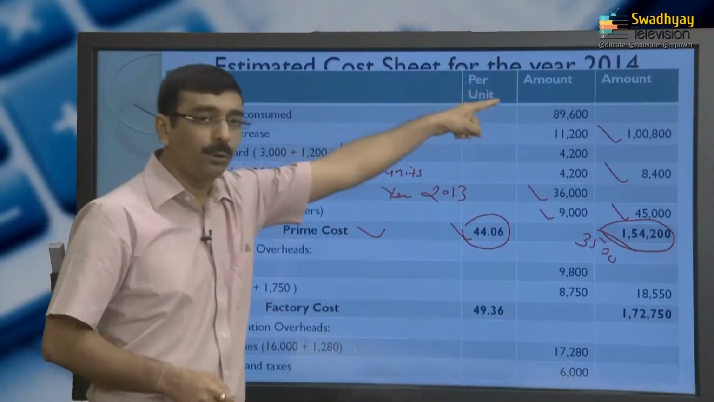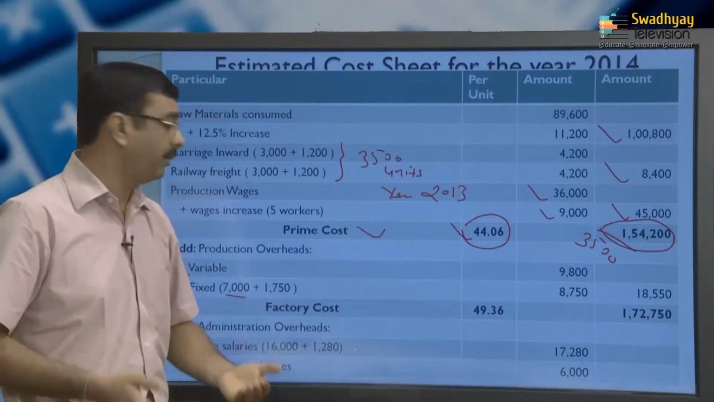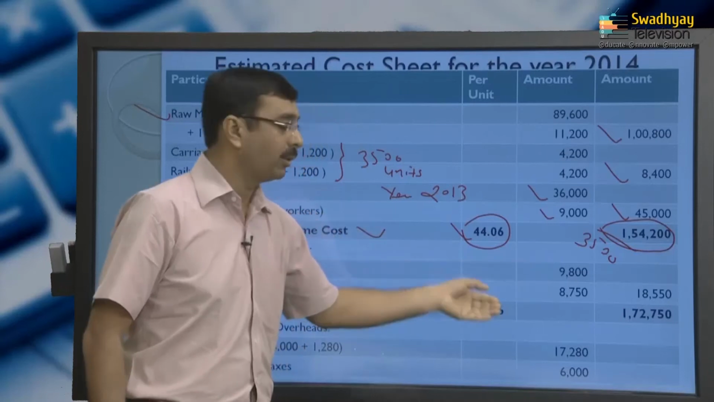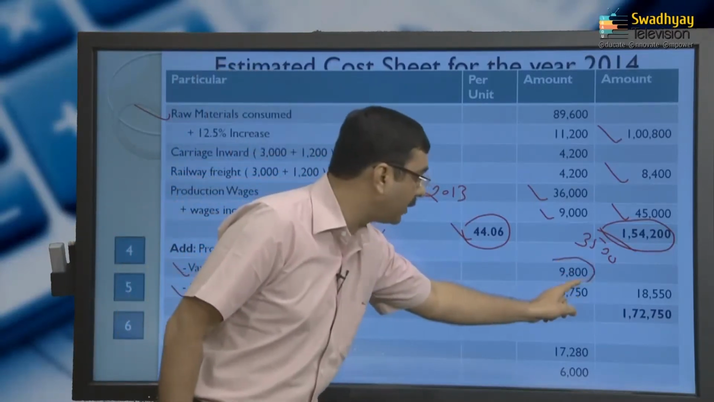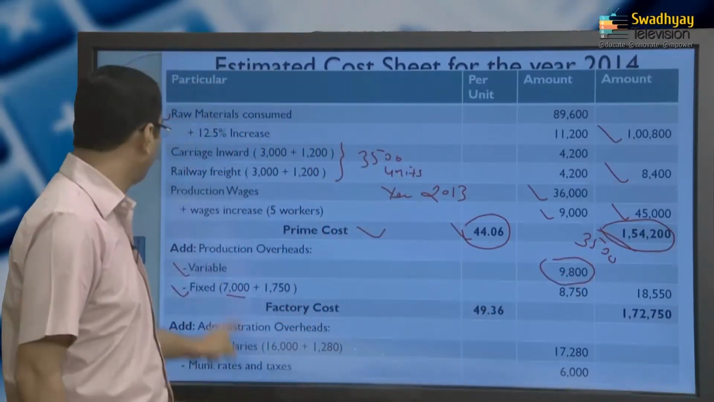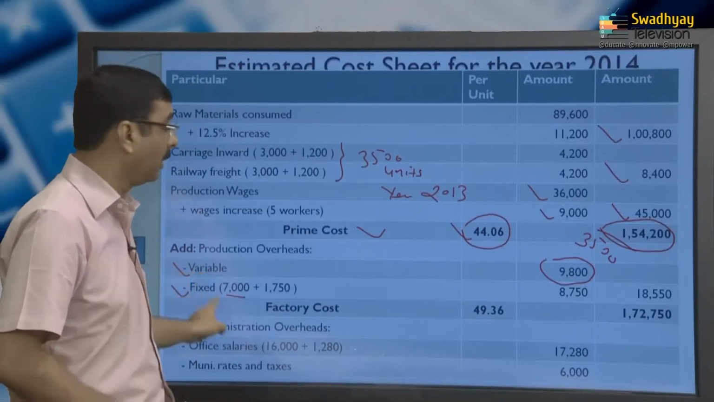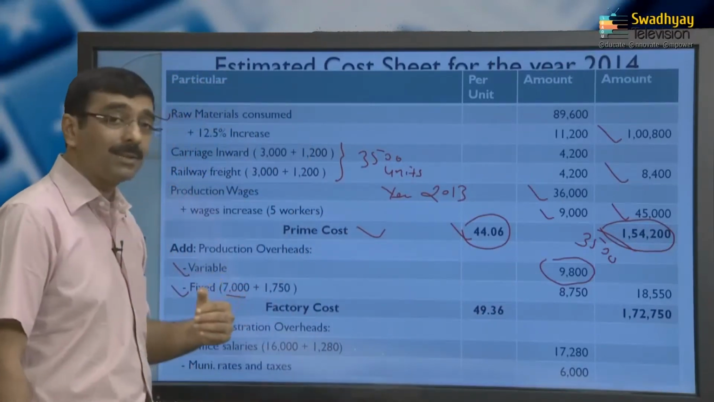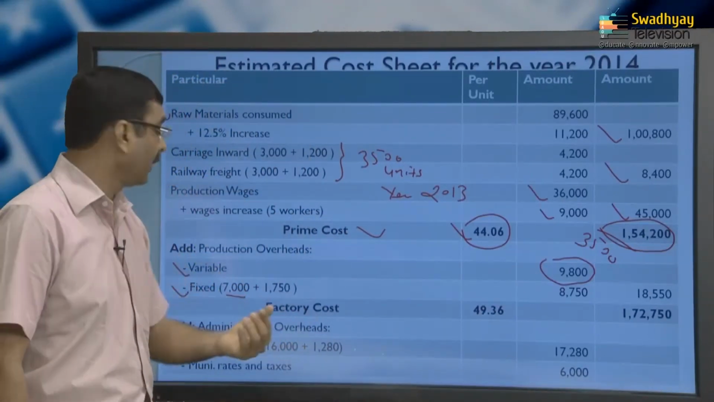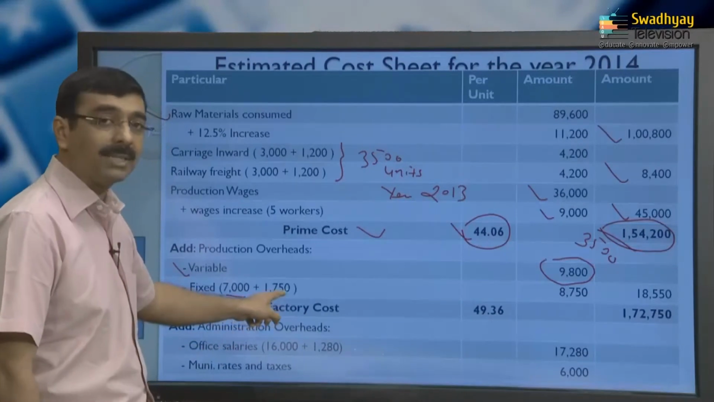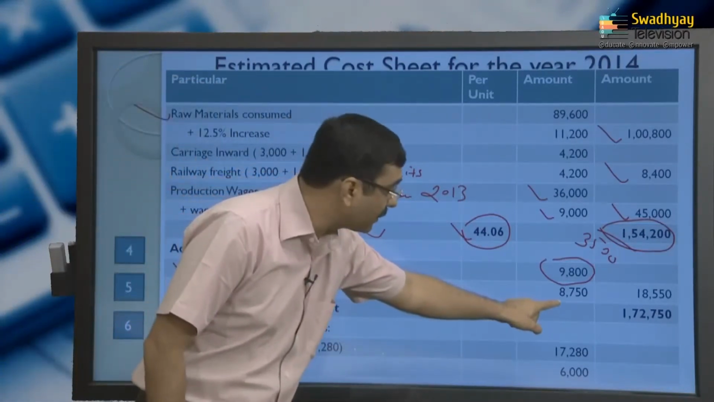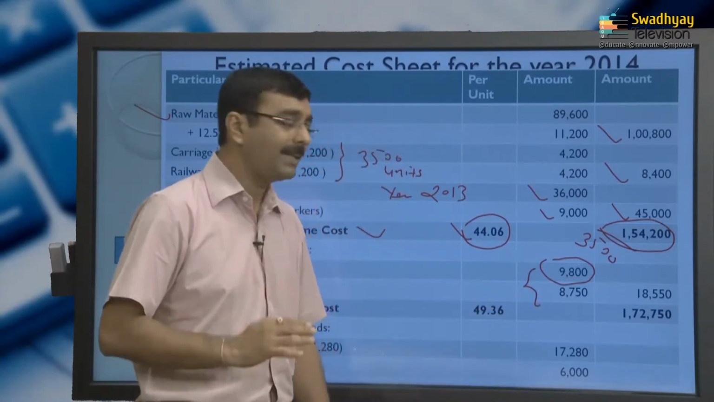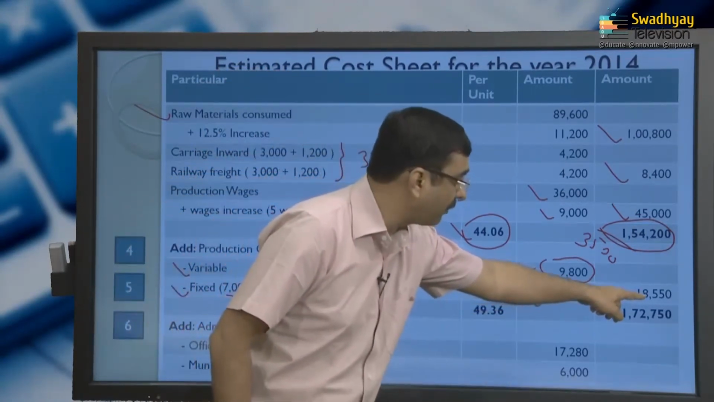7,000 was variable and that was actually incurred for 2,500 units. In the year 2014, with the change to 3,500 units, we find out how much proportionate change there is in the variable expenses. The proportionate change comes to 9,800 rupees. So in year 2014, variable production expenses change proportionately and it comes to 9,800. But fixed expenses were increased by a certain percentage, that is increased by 1,750, which comes to 8,750 rupees. The total amount of production expenses, fixed and variable, is 18,550.